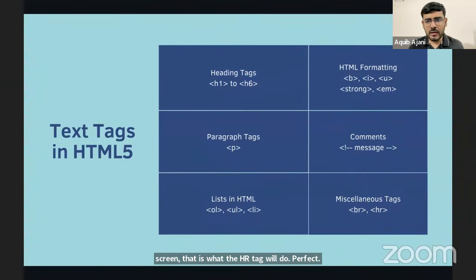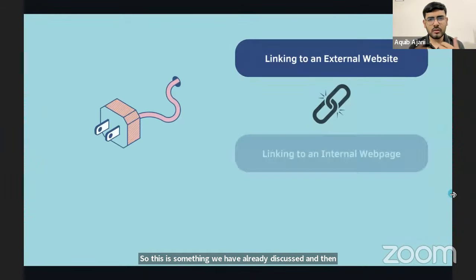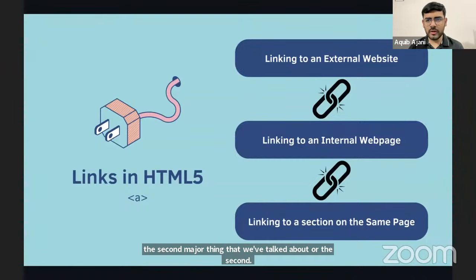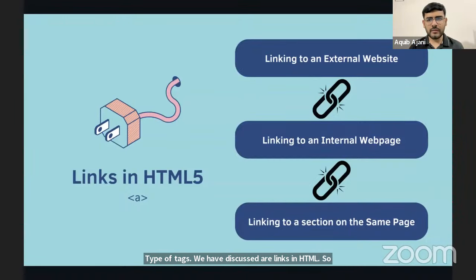And then the second major type of tags we've discussed are links in HTML. So remember, we talked about three links, right? We have talked about linking to an external web page, then linking to an internal web page, and then linking to a section on the same page. So out of this, can you quickly tell me again in the chat, which of them requires HTTPS? Where do we have to mention HTTPS in these three?